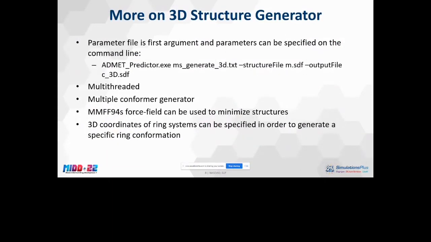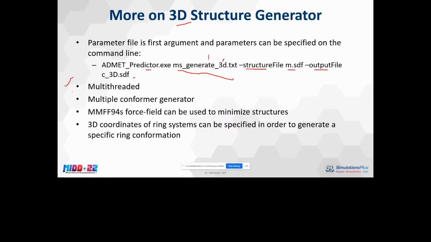Okay. So I just want to briefly describe this 3D structure generating tool that's going to be available in the next version of ADMET Predictor. You can run it from a parameter file, and that's what I'll demo here. So you just use the ADMET Predictor executable and then specify all the parameters in this file. You can also specify parameters on the command line. There's structure file and output file. These are parameters in this file, but I can add that to the end of the command line and then specify the input and output file. And of course, that's easier than going and editing this file.